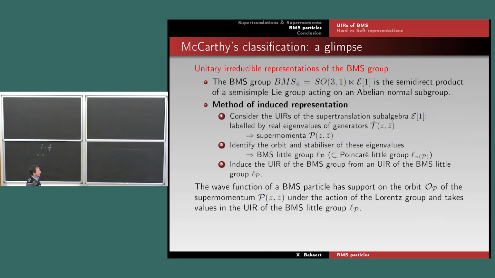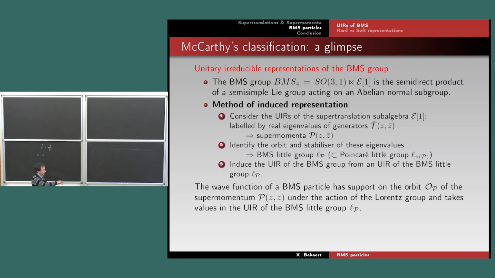And you have to pick a unitary irreducible representation of the BMS little group, so the stabilizer of a supermomentum, which, by the way, is a subgroup of the Poincaré little group. I mean, it could be equal. They could identify, but it's for sure not bigger.